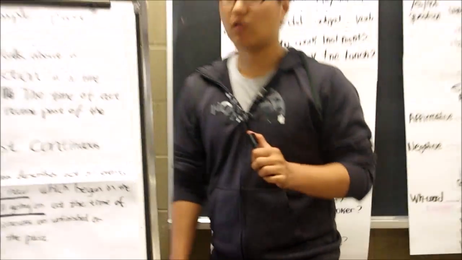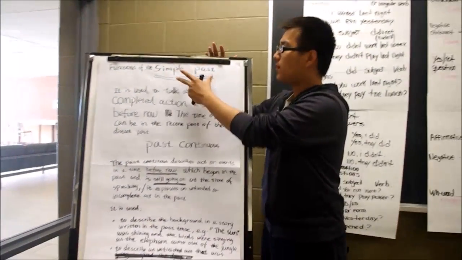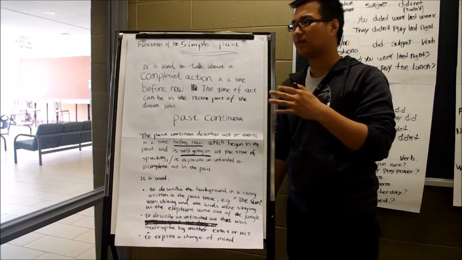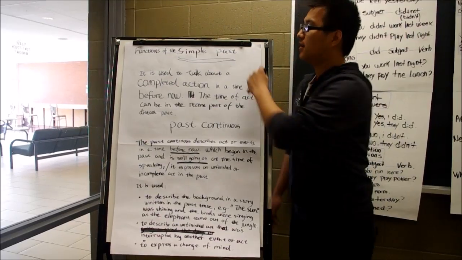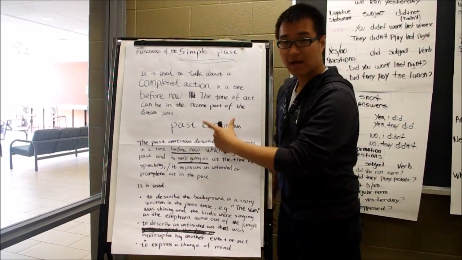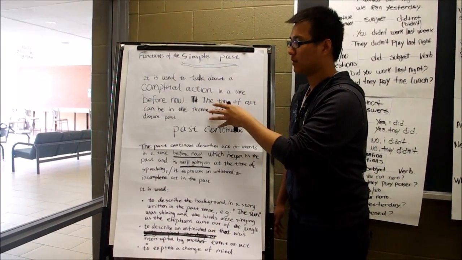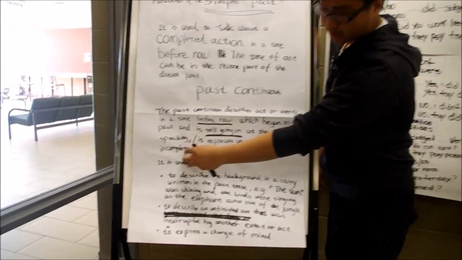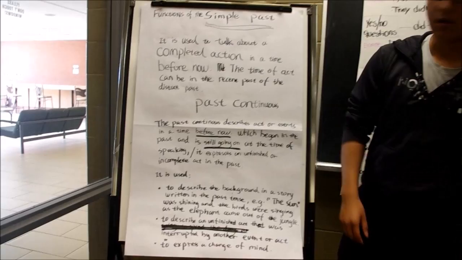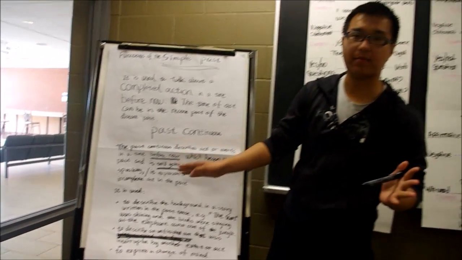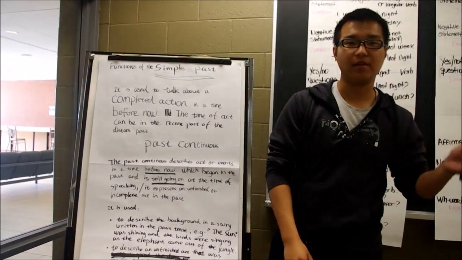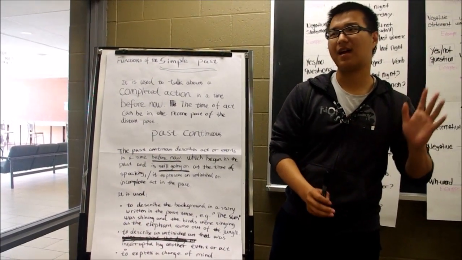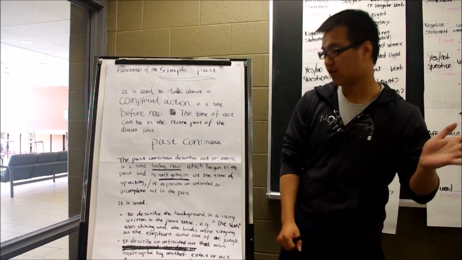What does that mean? We can say the simple past is a complete action in the past, but the past continuous is different. It is incomplete. That means this action happened in the past and was still going on. You can think that it didn't finish.